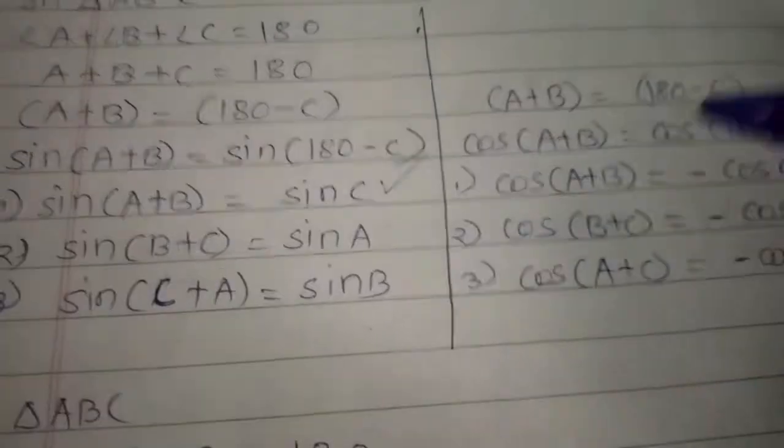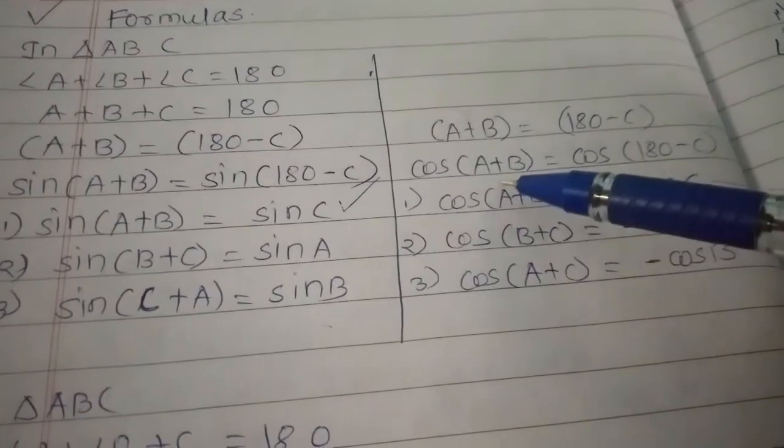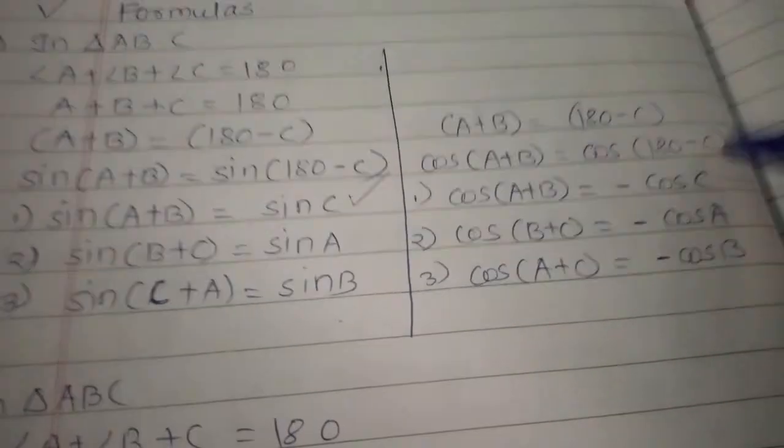And the same formula we have to apply for the cos. So what will happen if we take the cos? So instead of writing sin, we take here cos. So cos A plus B is equal to cos 180 minus C.